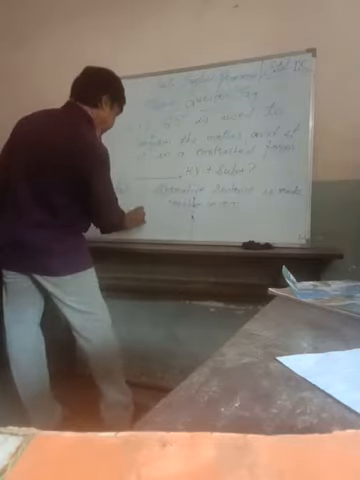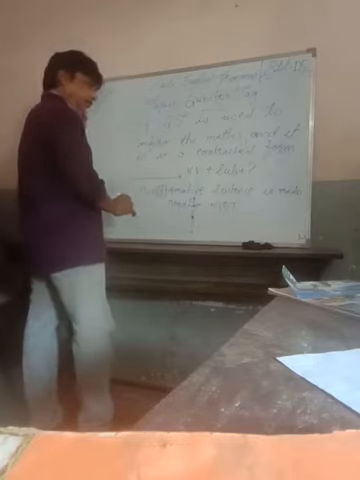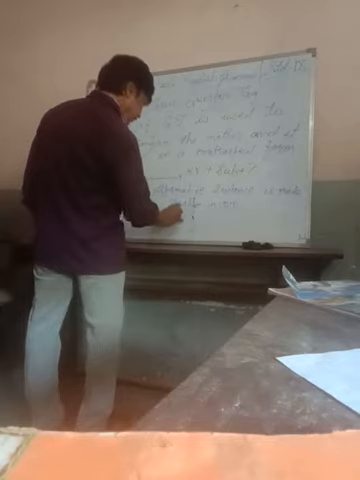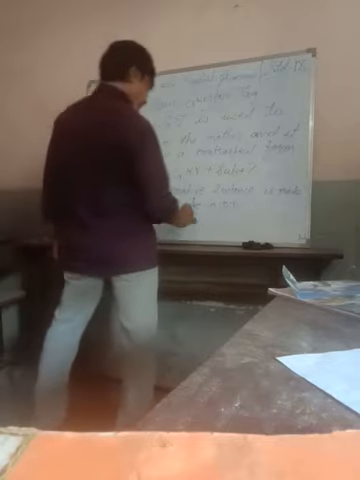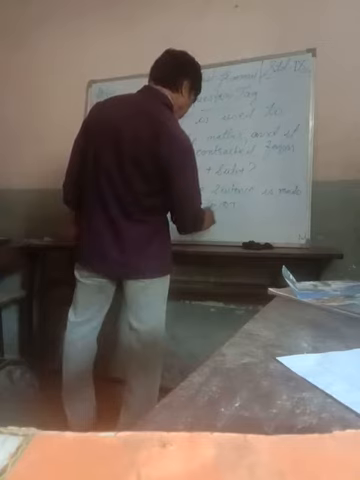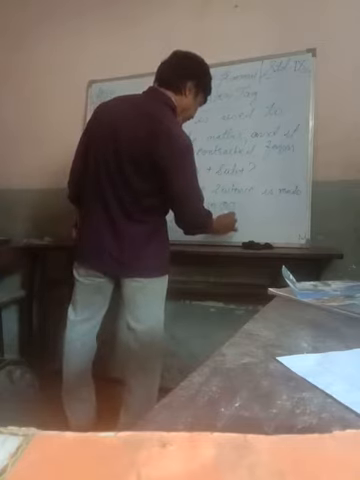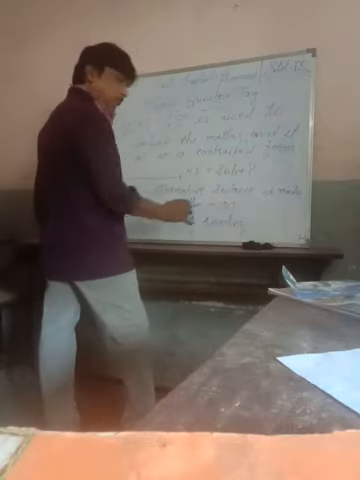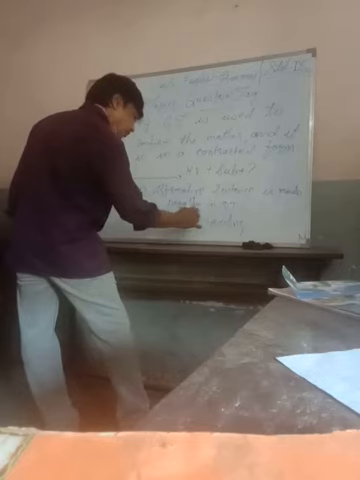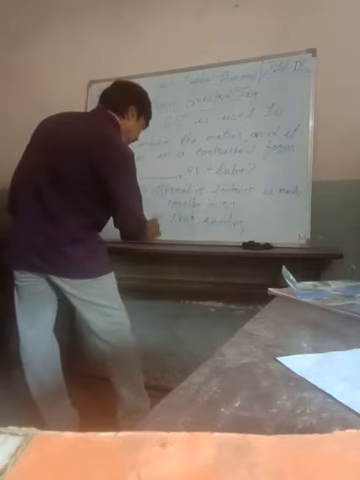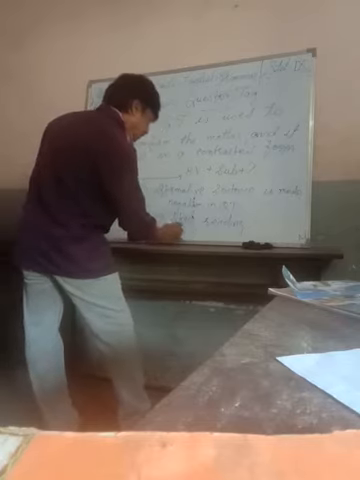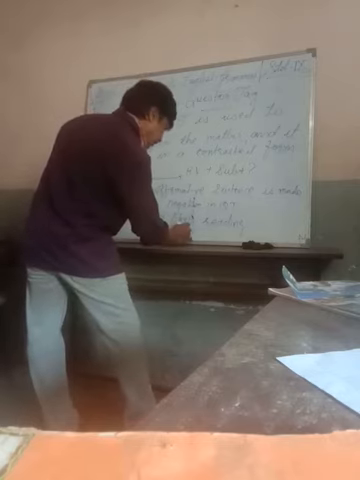For example, I am giving you one sentence: He likes reading. So what do you need to do while making the question tag? First of all, you have to write the sentence which is given to you as it is. So in the answer you have to write like that: He likes reading. You have to repeat the sentence as it is.